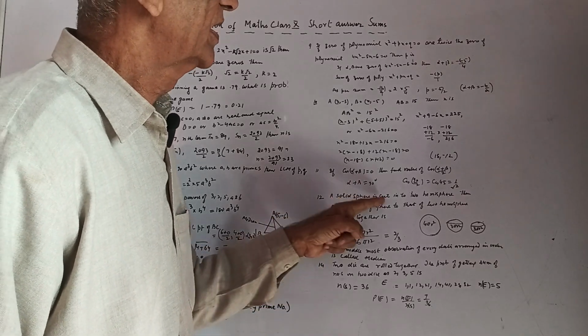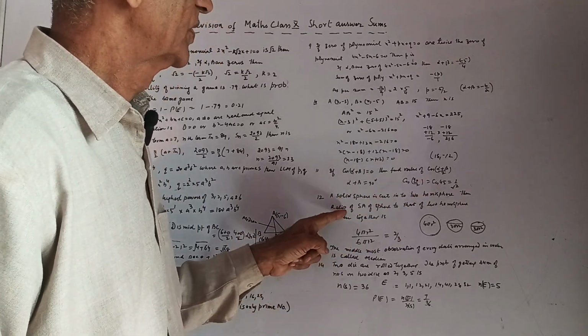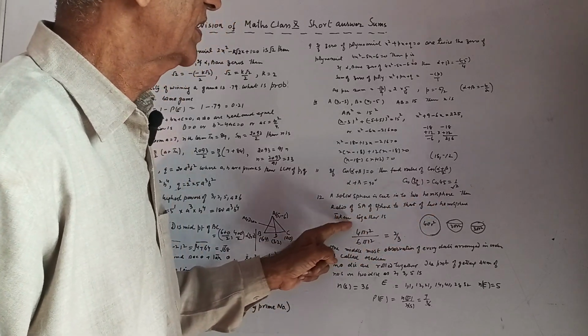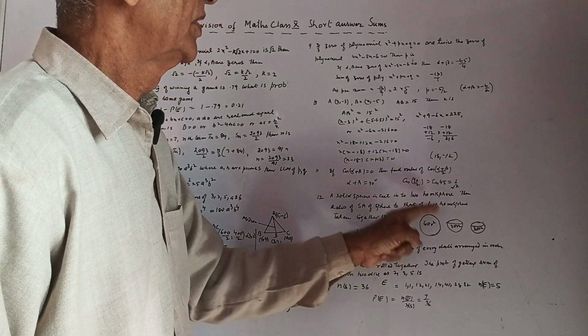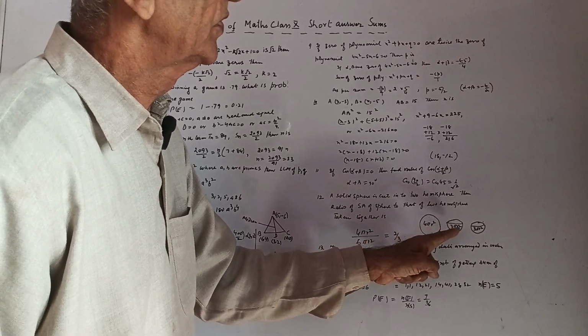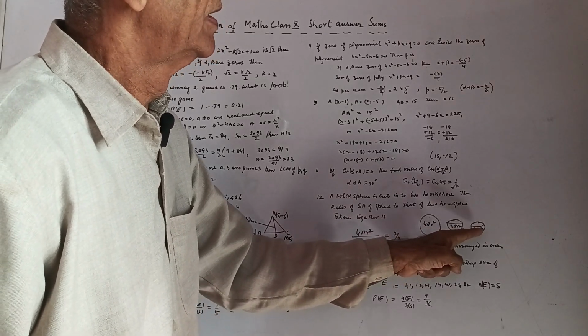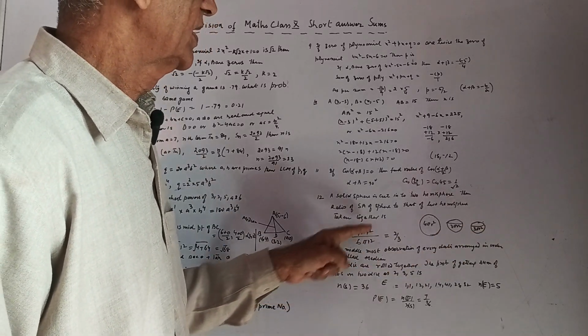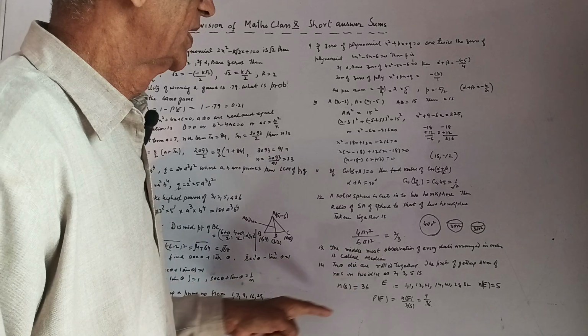A solid sphere is cut into two hemispheres. The ratio of surface area of the sphere to that of the two hemispheres taken together is? Now area of a sphere is 4 pi r square. Surface area of one hemisphere is 3 pi r square. Surface area of the other hemisphere is also 3 pi r square. So 4 pi r square over 6 pi r square is equal to 2 by 3.